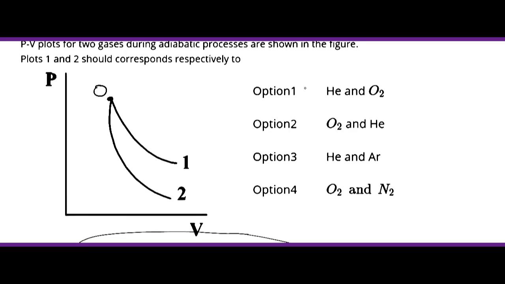Therefore, if we look at the options, option 1 says that process 1 is helium, which is monatomic, and process 2 is for oxygen, which is diatomic. That is incorrect. Option 2 says that process 1 is for diatomic, that is oxygen, and process 2 is for helium, which is a monatomic gas. This is the correct answer. And option 3 and option 4 are also incorrect, because option 3 says that both the gases are monatomic, that is helium and argon, and option 4 says that both the gases are diatomic, which is also incorrect. So the correct answer to this question is option 2.